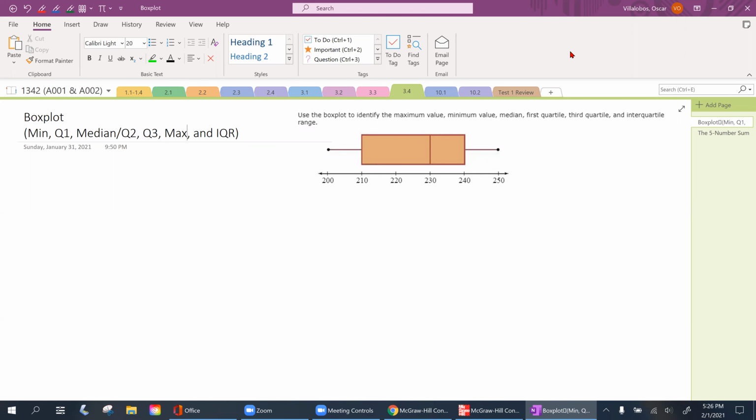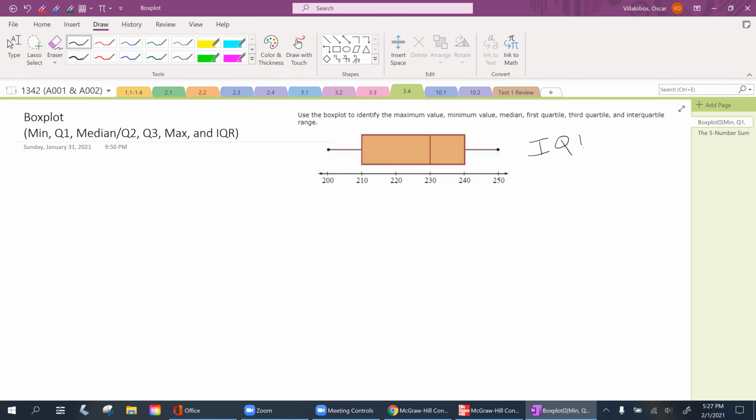So section 3.4, we're pretty much going to continue from where 3.3 ended. We got introduced to the IQR, as well as Q1, Q2, Q3, and how to find them, with Q2 being the same thing as your median. You find that by getting the median of your data values. And your IQR, remember what the formula for IQR was? For our interquartile range, it is Q3 minus Q1.